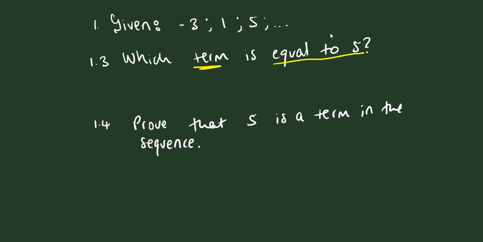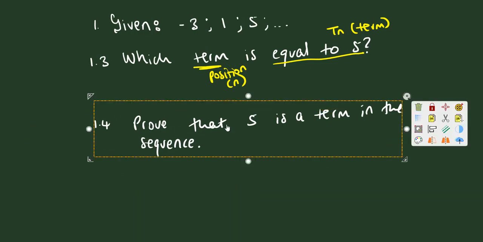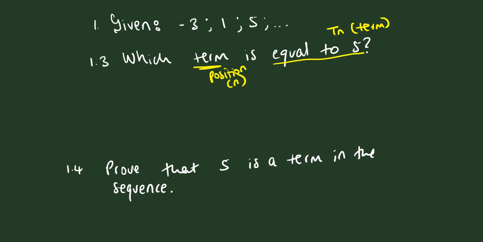So here you are given the term, which is Tn, right? You are given the term, and then what are you looking for? They said which term. It means they are looking for the position, which is n. All right, which term is equal to 5? The term is equal to 5. Which position is it? They're not going to write which position. Please just take note of that. So how do you answer that question?